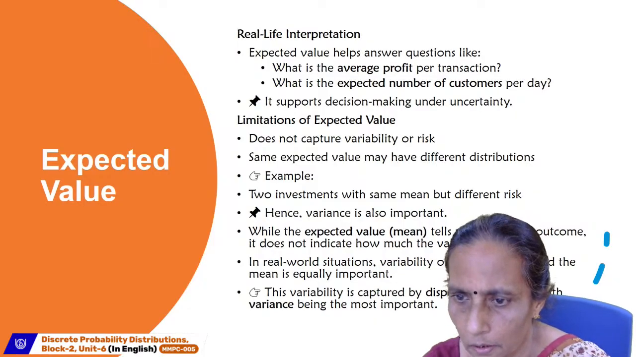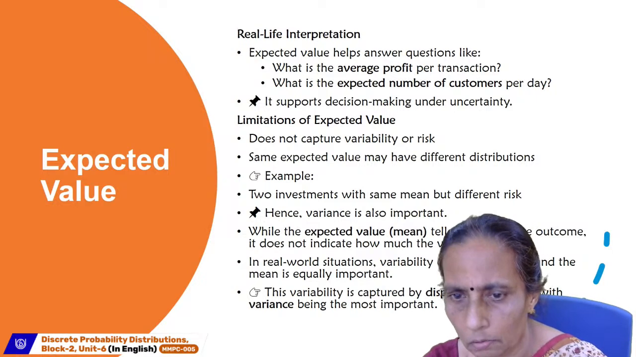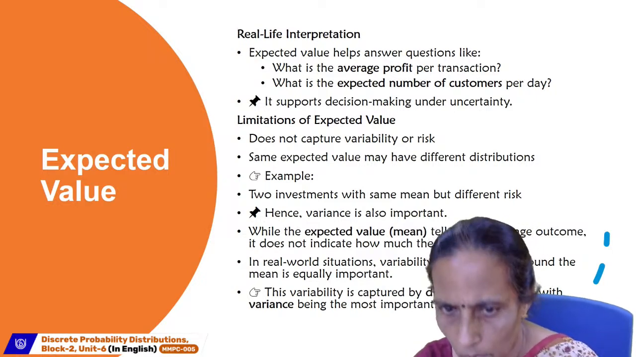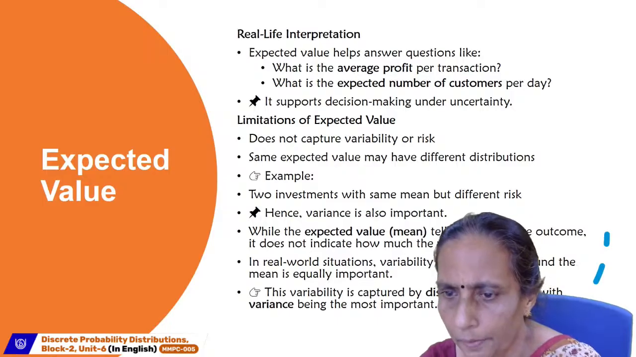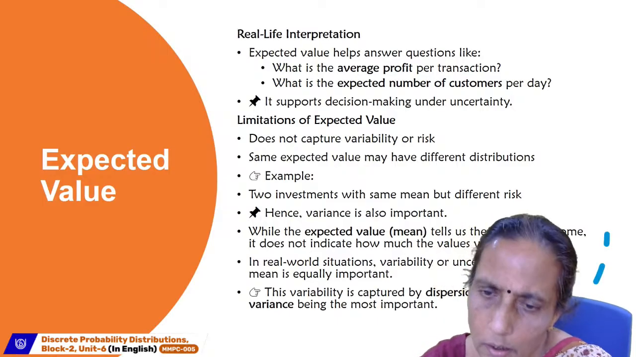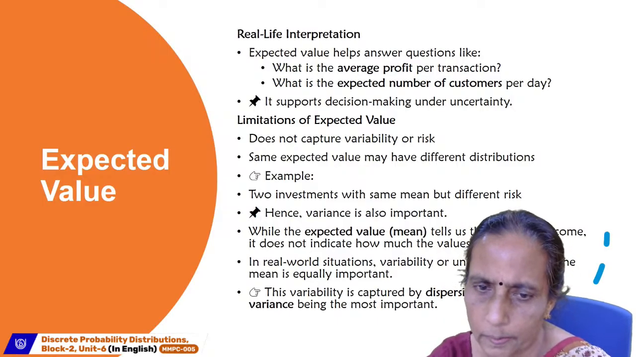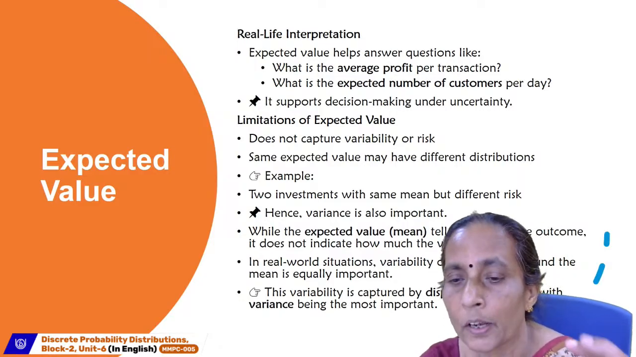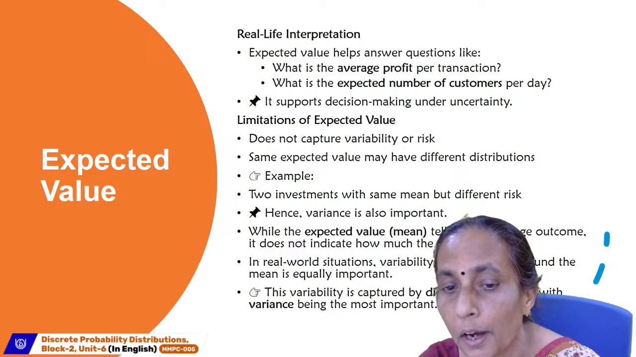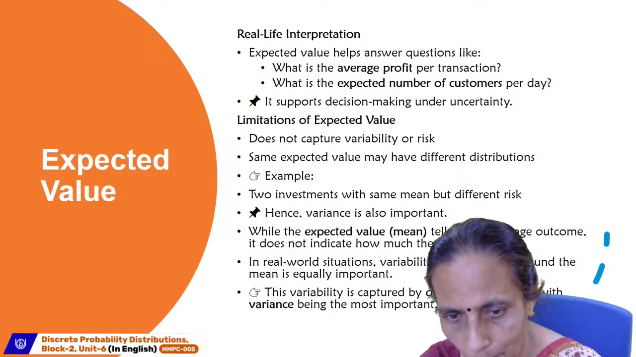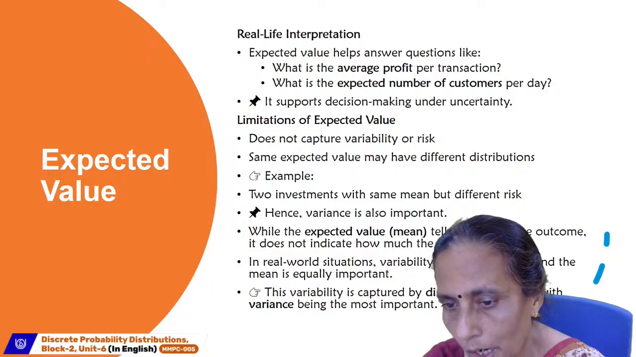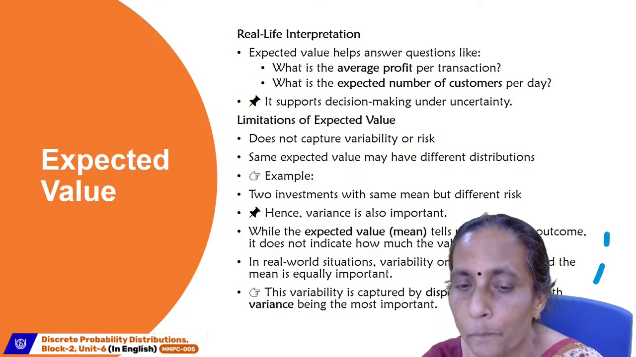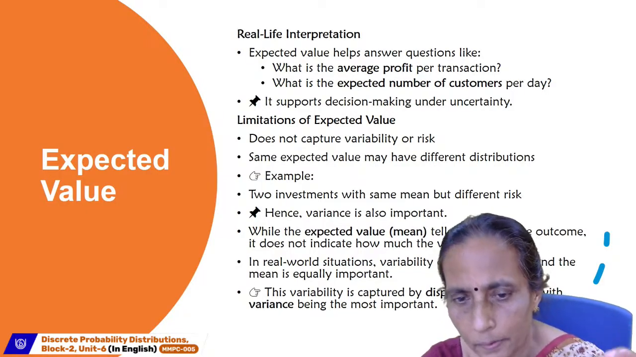In both the investments, the average outcome, or you may say average gain, may be the same, but with one investment you have a certain risk and with the other the risk level may be higher or lower. So in those types of cases, you will require one more property to study for each and every distribution, and that we call variance.